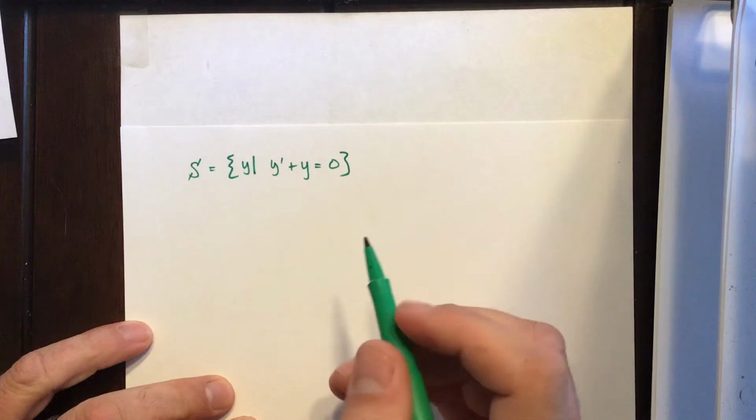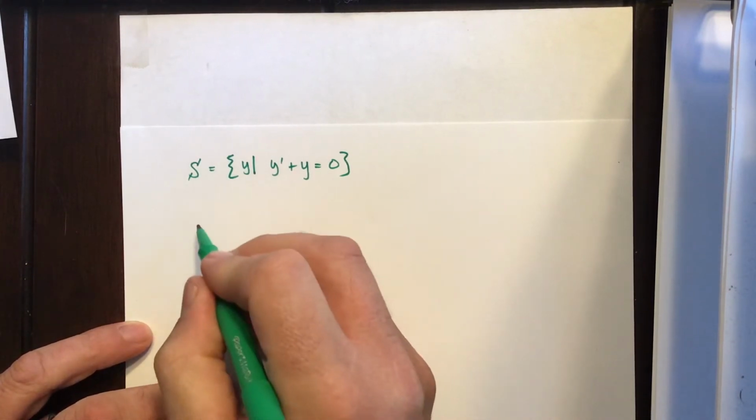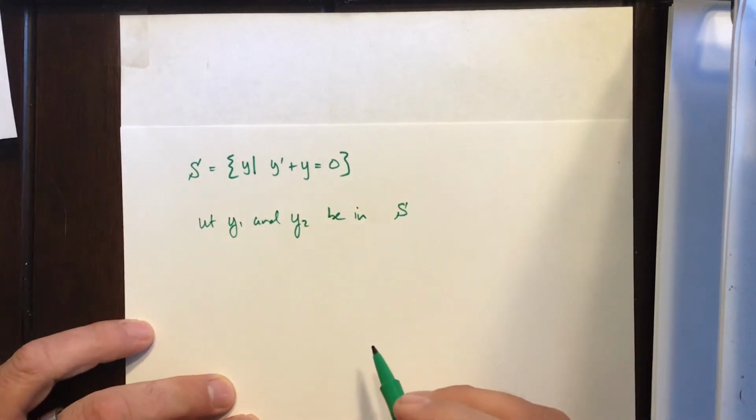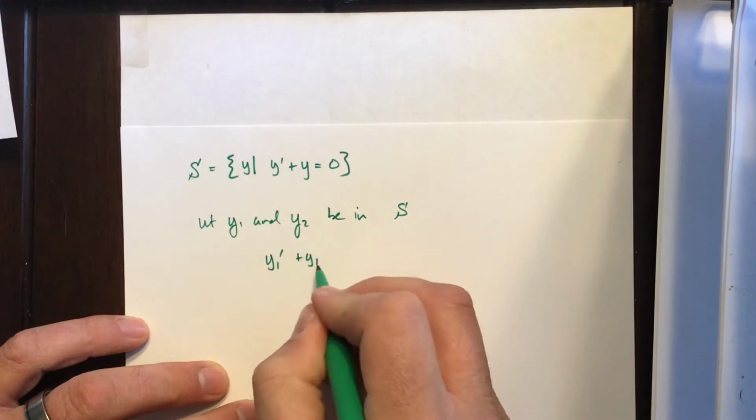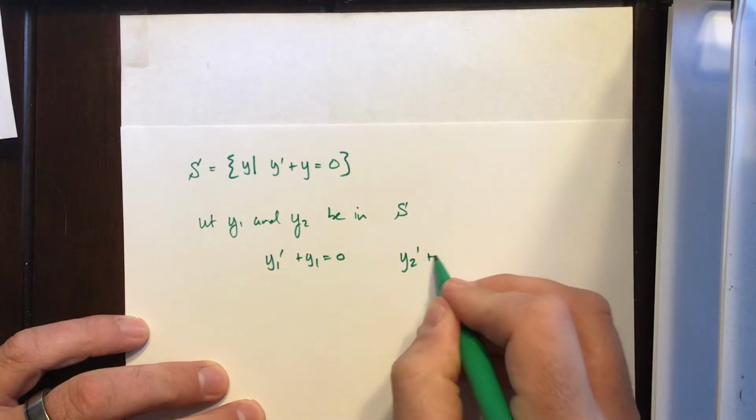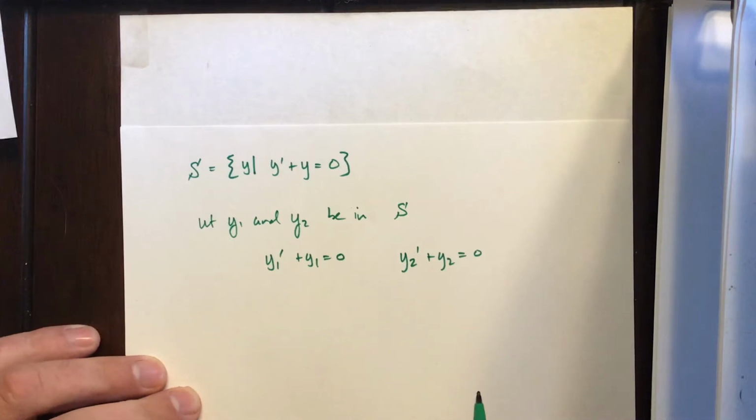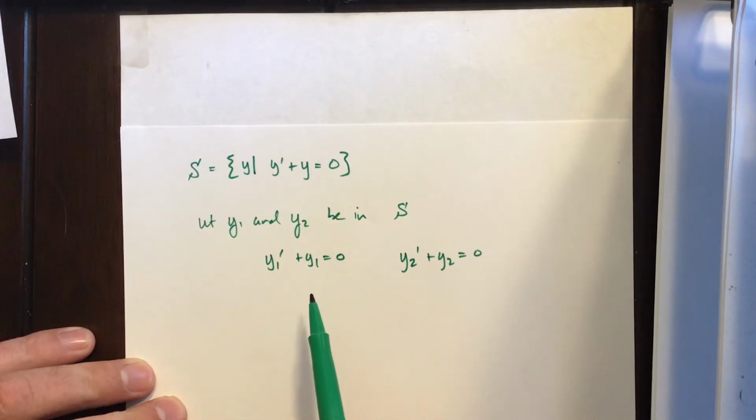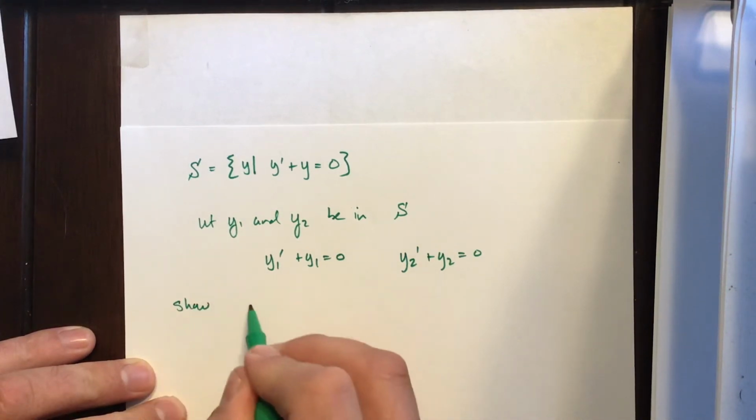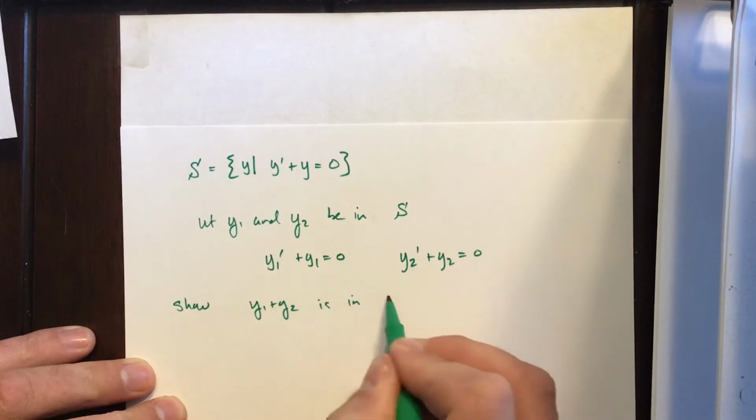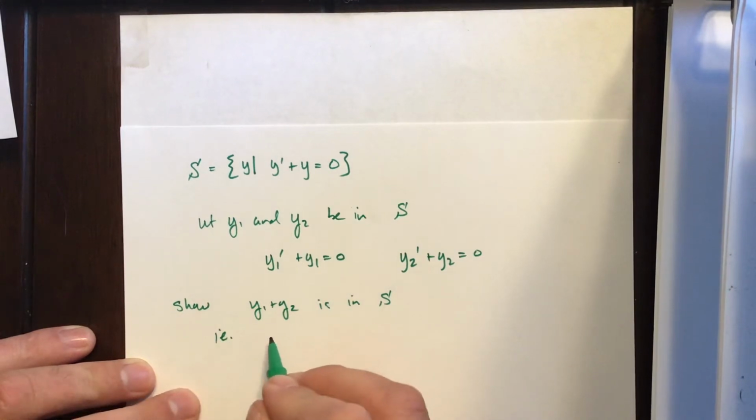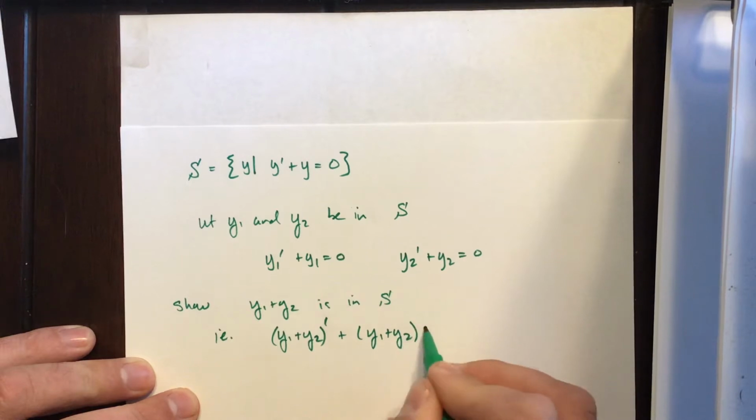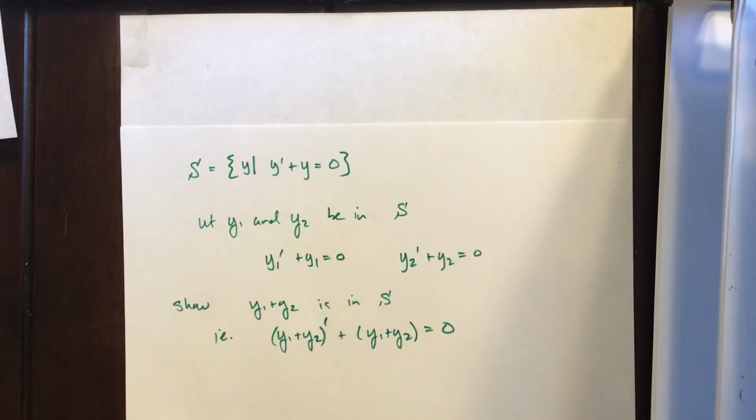Now, to do that, we're going to establish two elements in S. So let y1 and y2 be in S. Okay, so what that means is that y1 prime plus y1 is equal to 0, and y2 prime plus y2 is equal to 0. And we want to show that y1 plus y2 is also in S. So what we need to do is show that the sum of y1 and y2 is in S. So that means, in other words, show that (y1 plus y2) prime plus (y1 plus y2) is equal to 0. Okay, pretty simple process right here.